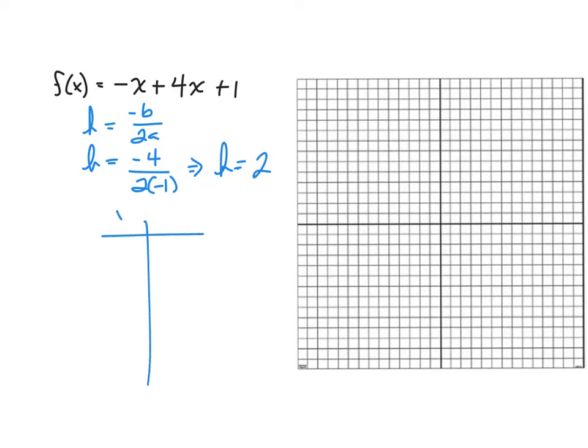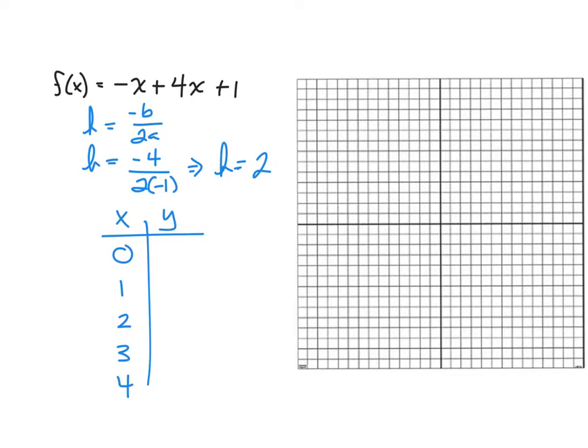So now I'm going to make a table. So I make my table, and I go x and y. Now, I don't place 2 at the top, because I'm going to need 2 numbers to the left and 2 numbers to the right of my vertex. So the vertex, I will say, 2 numbers to the left of 2 are 0 and 1. So 0, 1, 2, and 2 numbers to the right of 2 are 3 and 4. So there's my x coordinates.